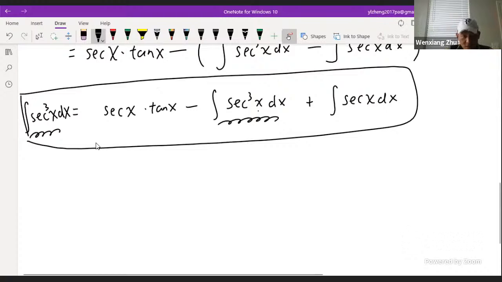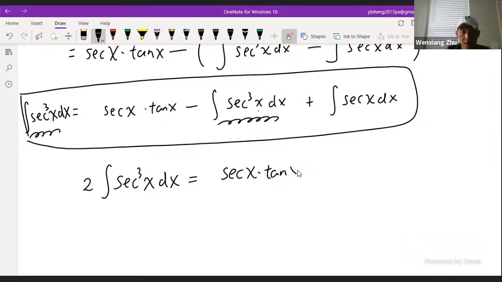So if I move this one to the other side, to the left-hand side, I will have like twice of integration of what I want to find out, secant x cubed. That's equal to secant x tangent x plus the antiderivative of secant x dx. We just did that, right, last time. So this one, I can just write down the result. What we did is just natural log of secant x plus tangent x.